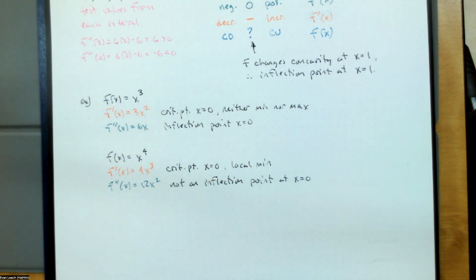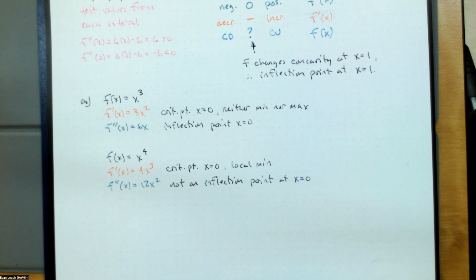All right. Along with this, here we're finding local maximums and local minimums. Local maximum means we have the highest point in a neighborhood around the point. By neighborhood, I mean an open interval around the point.